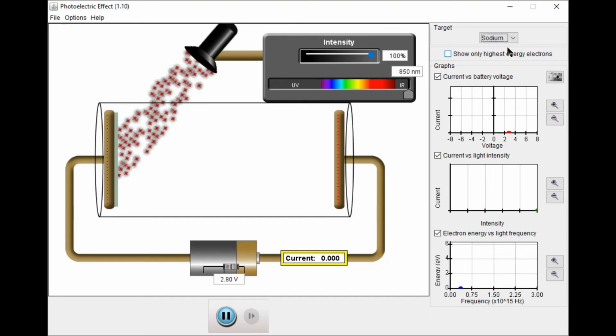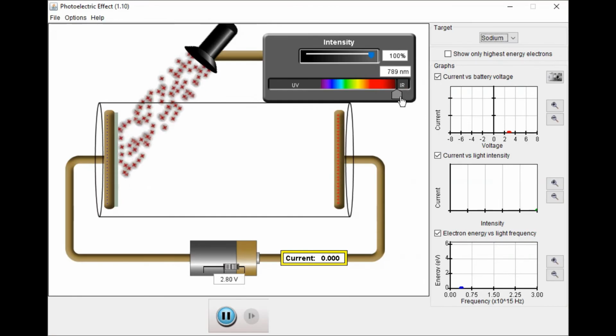Those different materials require a certain amount of work in order for you to eject their electrons. And so in order for sodium's electrons to be ejected, I have to have enough energy given to those electrons. And the energy that's given to those electrons is not determined by the intensity of that beam, it is determined by the frequency of that beam. And so if the frequency is too low, if the wavelength is too long, those electrons will not be given enough energy and they will not be ejected.